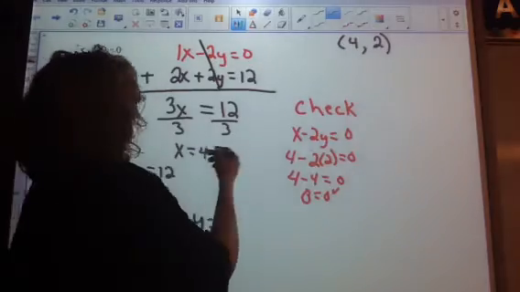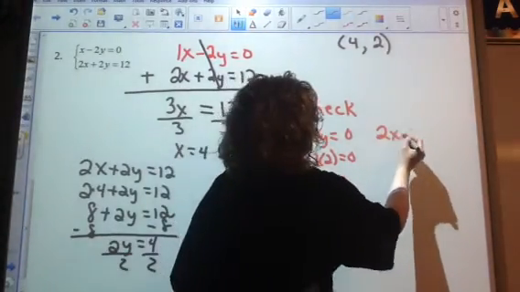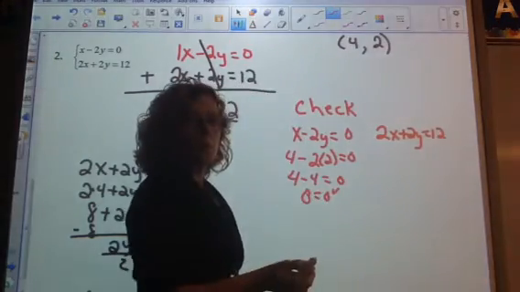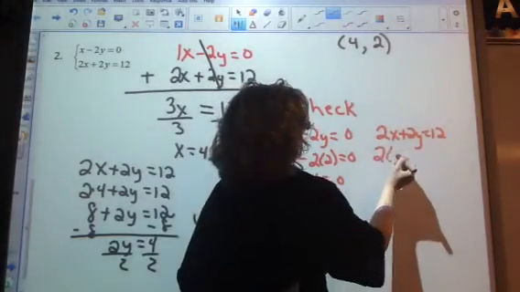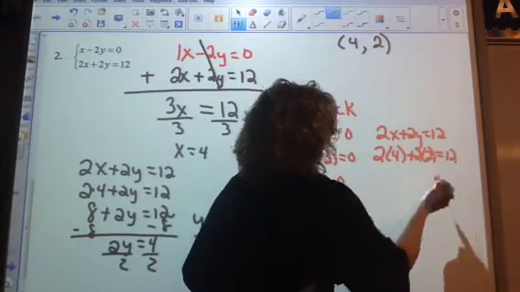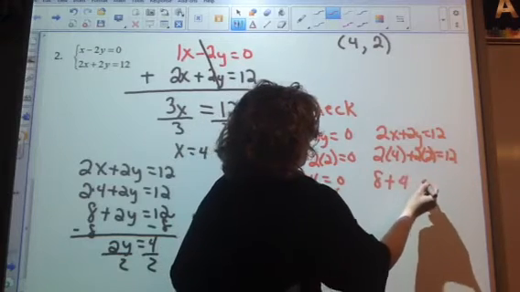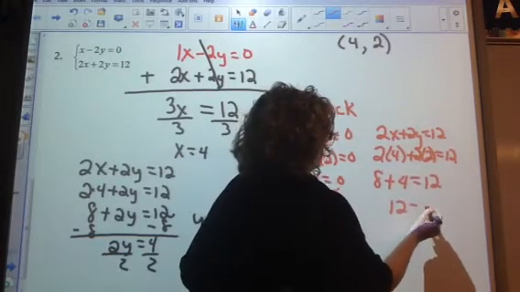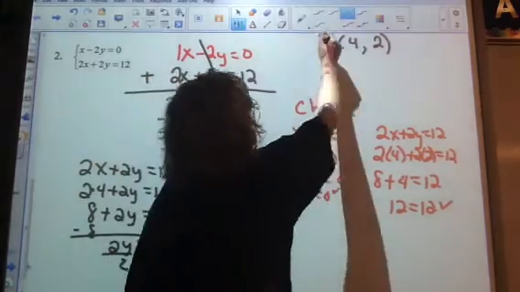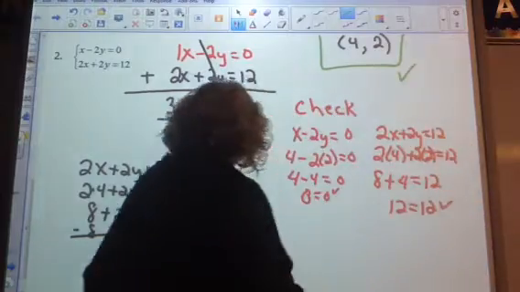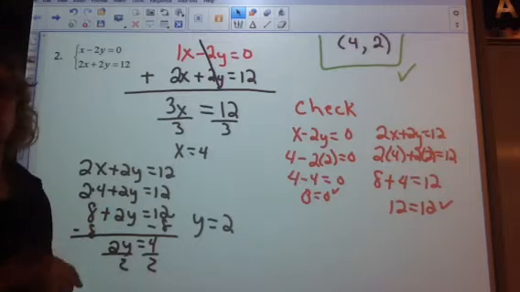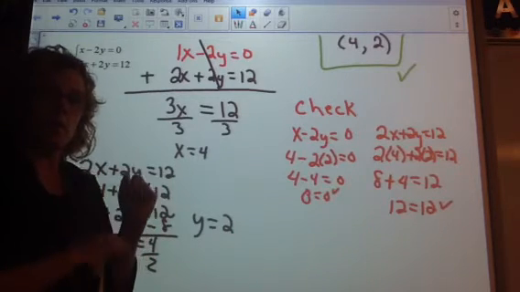Now we've got to check that second equation. So substitute in for your x and y. Simplify. And I get a true statement. So I know that this point is the solution to these systems because that point is on both lines, and when you graph those lines, they intersect in that one point.